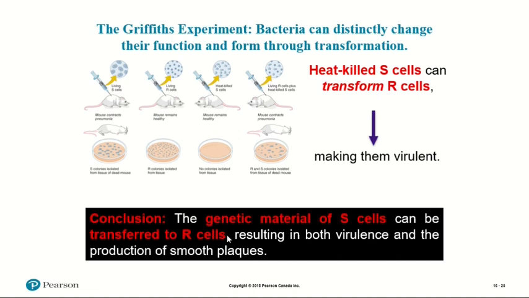So as a conclusion, he concluded that the genetic material of the S cells can be transferred to R cells, resulting in both virulence and the production of a smooth capsule. And now I'm going to tell you a little bit more about what we know about this process, what we know about the implications of these experiments.